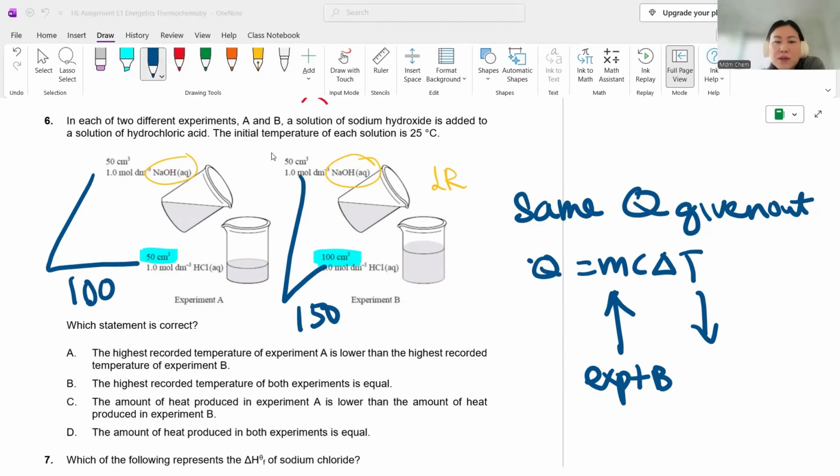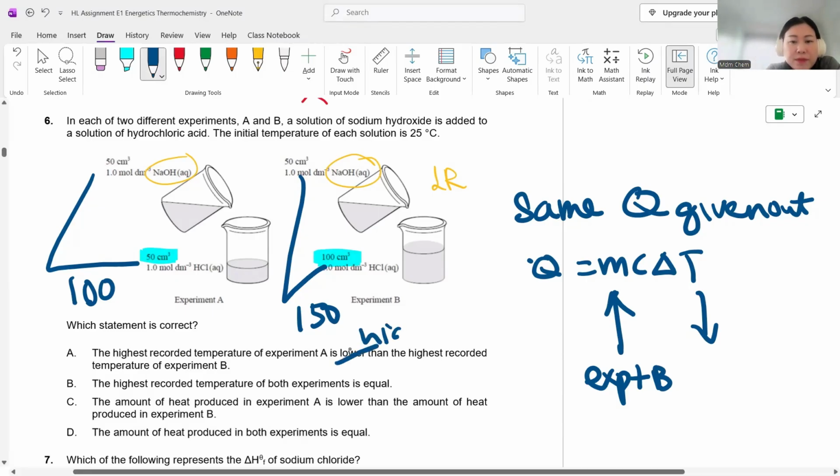All right, think through which is the correct answer. Highest temperature is lower than B. In fact, it's going to be higher than B because the same amount of heat is hitting a smaller volume, so it should be higher. The highest temperature is equal, so it can't be equal.